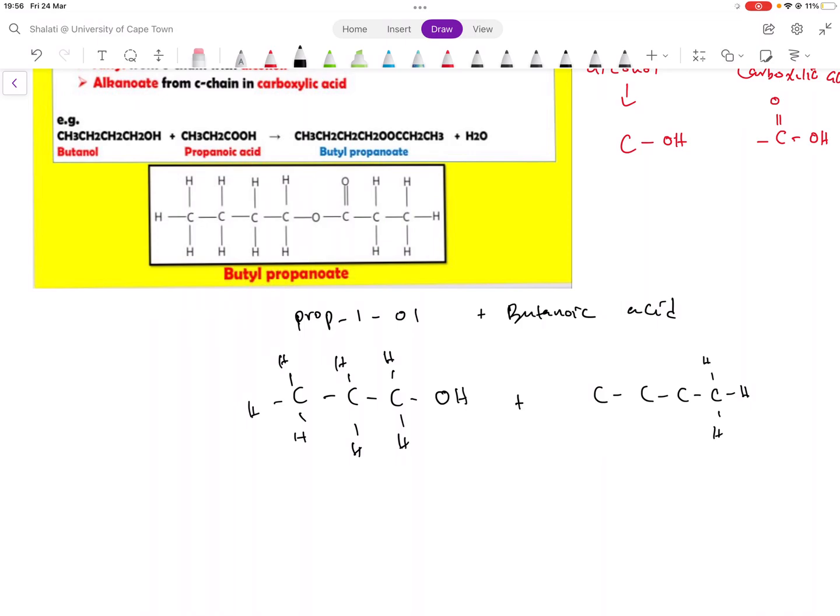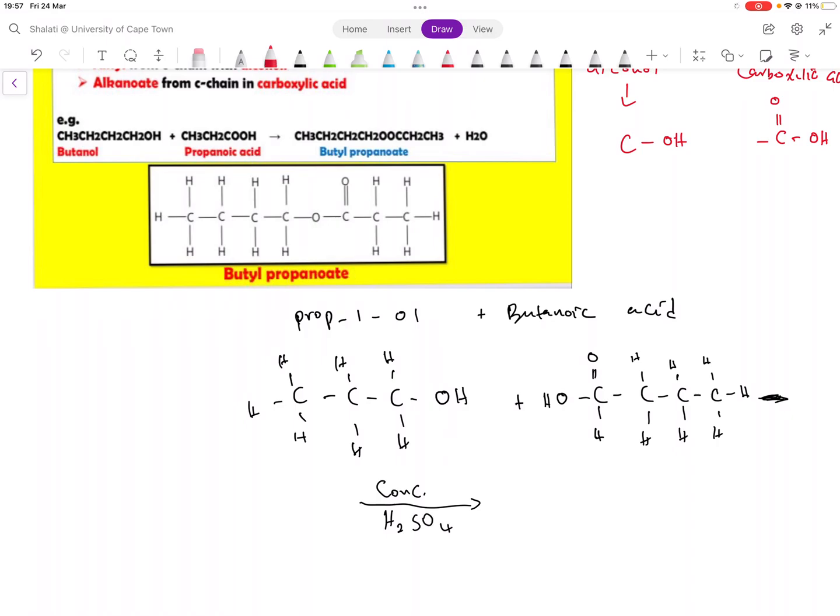When you're asked to show these reactions, it's best to put the functional groups next to each other. Instead of putting the functional groups on this side, put them on this side and that side, so you can show how the reaction takes place. So we have a double bond oxygen single bond OH. Okay. So this takes place in the presence of concentrated sulfuric acid.